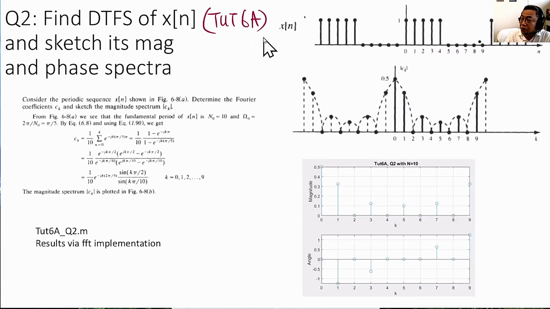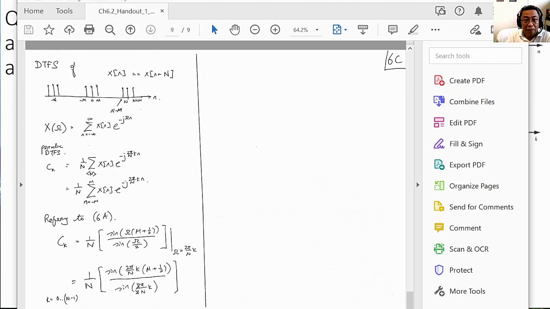Welcome back. This is tutorial 6A question 2. We're given this periodic sequence x[n] = x[n + 10]. So it repeats every 10 samples, and this is of course our periodic pulse function. Now the periodic pulse function is derived in our handout, chapter 6.2 handout.